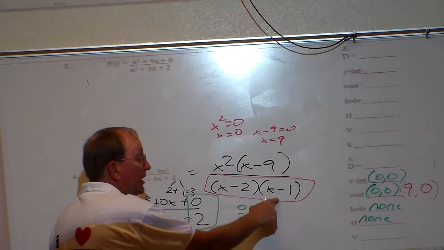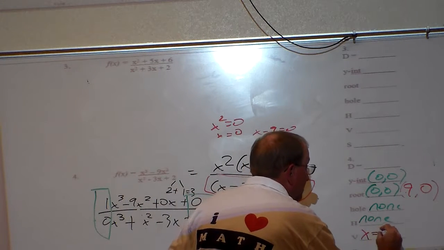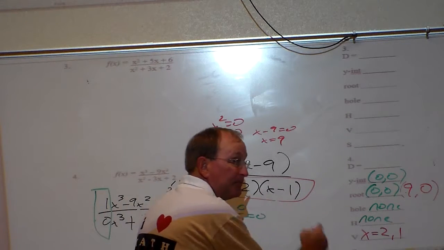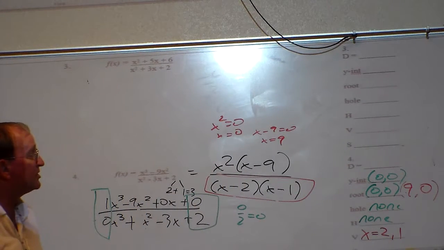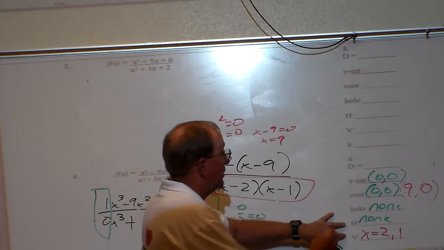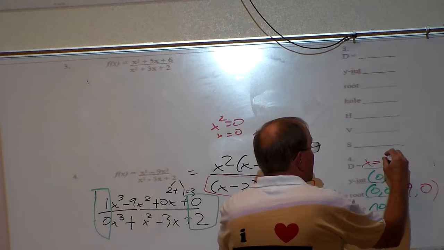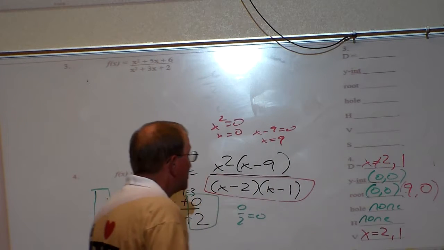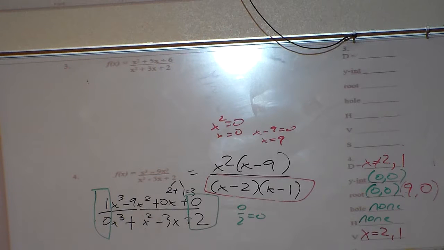Positive 2 and positive what? 1. Because these are inside what? Liars? So what is the domain? The domain will be what? X cannot equal 2 or 1. It's a liars. Put the not equal there. So the only thing I'm missing now is the slant.